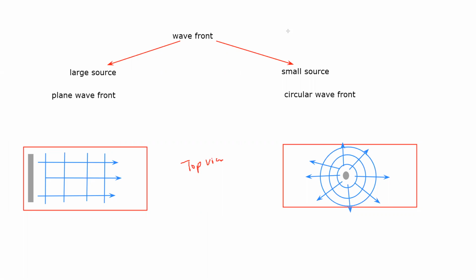Your question is why a small source produces waves in all directions, but a large object produces waves in a particular direction. When we disturb the water, it will produce waves in all directions, but you can see there is no space for the wave to travel in this way. It will produce waves sideways, but these waves are not able to travel.